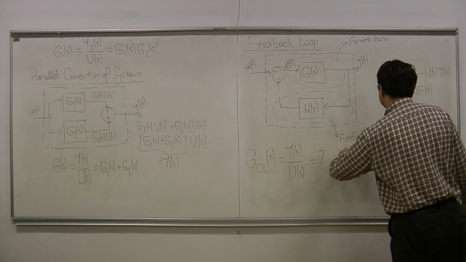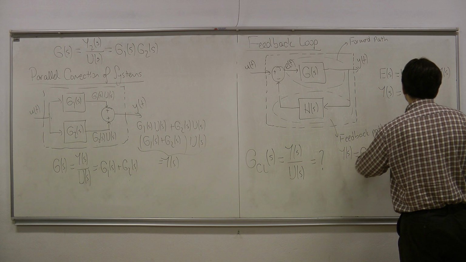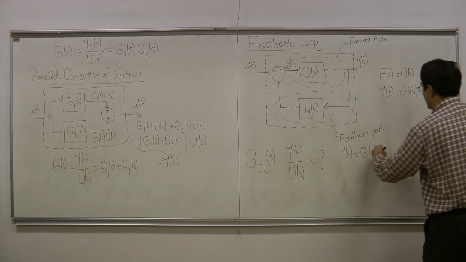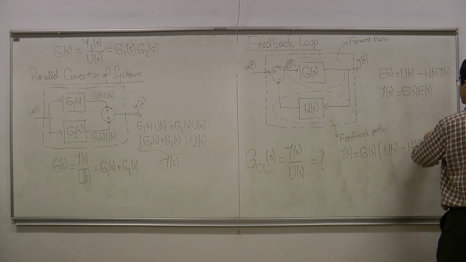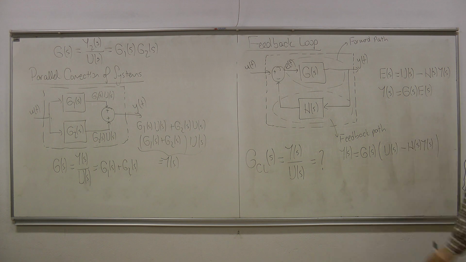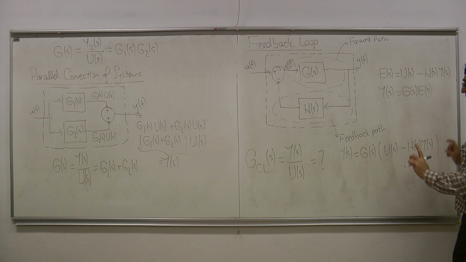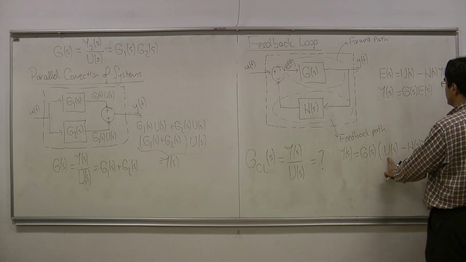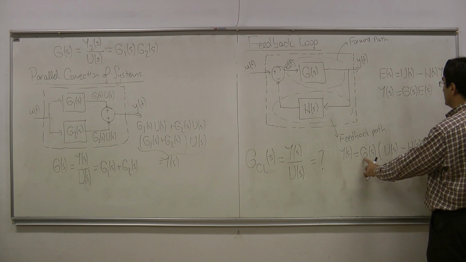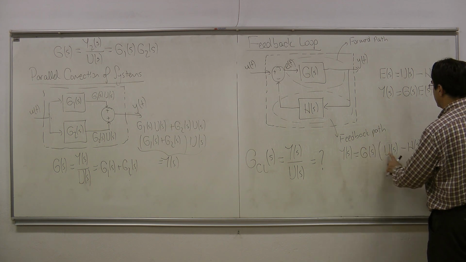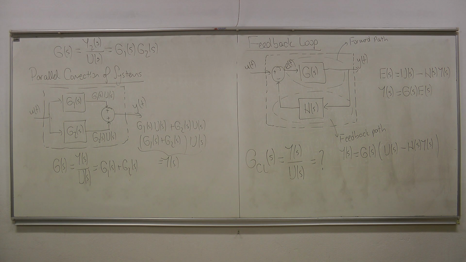So Y of s, this is my second equation, G of s times E of s. Instead of E of s, I will use the first equation. So I have U of s minus H of s, Y of s. You see that in this equation there is no other variable than Y and U. All the other terms, G and H, are parameters. The signals are U and Y. G and H represent parameters of the system. So in this equation there are only two signals, Y and U. Now what do I have to do? I need to express Y in terms of U only.